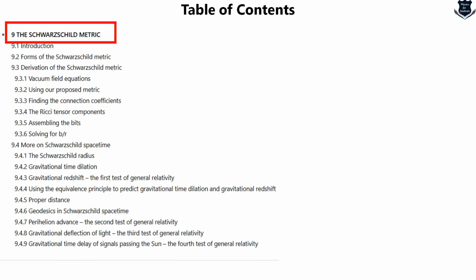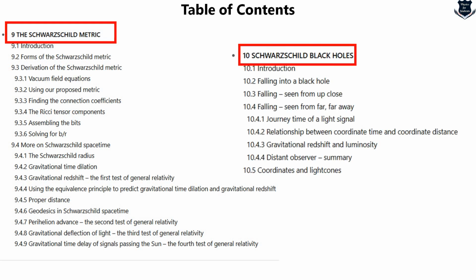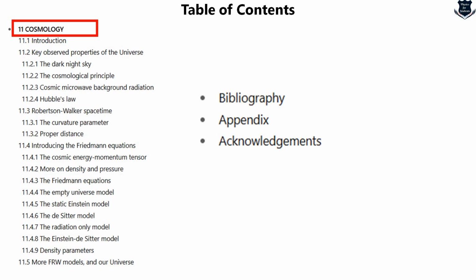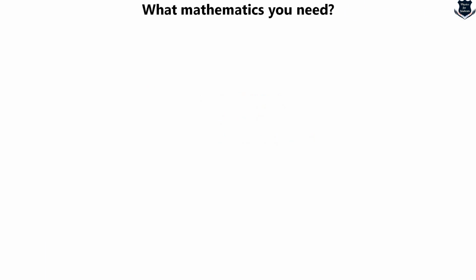And then it deals deeply with the Schwarzschild metric, Ricci tensor components, proper distance, geodesics, perihelion advance, the first, second, and third tests of general relativity, and so on. And then it goes into Schwarzschild black holes, relationship, gravitational redshift, luminosity, and others. And then you can see it ends with cosmology, where you find all the Friedmann equations, the static Einstein model, the de Sitter model, Einstein-de Sitter model, and finally the bibliography, appendix, and acknowledgements. So it's a huge, deep coverage, step by step, hand-holding you from the mathematics to the physics and everything. I am truly blown away when I read this book.